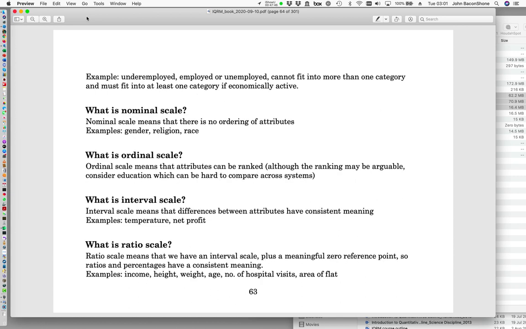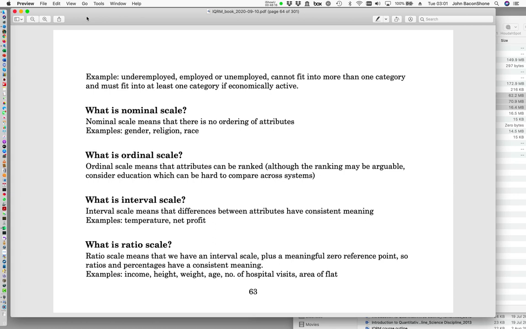So let's take an example, employment status. So normally for employment status, the government records people into three categories: underemployed, unemployed, and employed. And if you're economically active, you must fit into one of those three, and they have very specific definitions. So economically active means I either have a job or I'm trying to find a job.